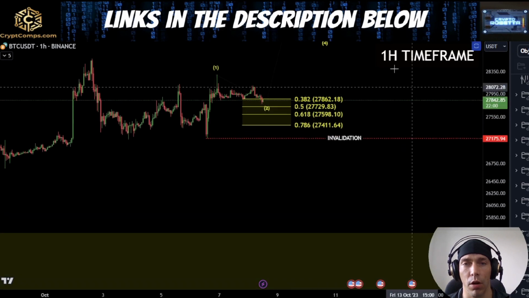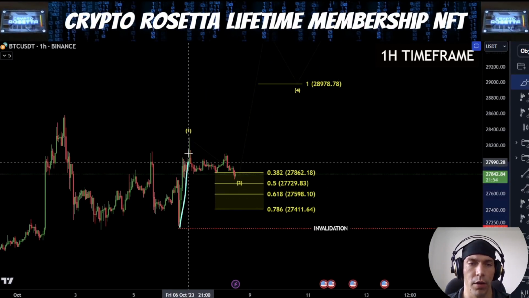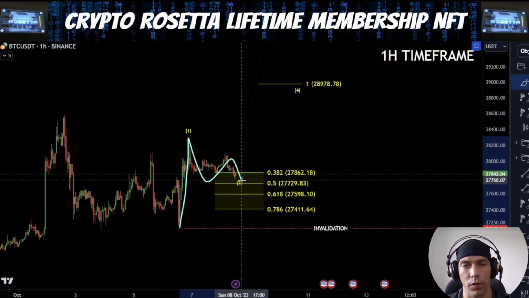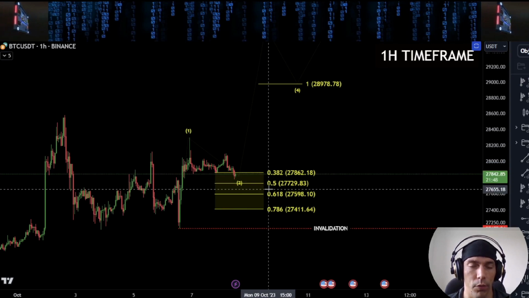We're going to come into the 1 hourly here. What I'd want to see here is that if this is a direct breakout, I'd be looking at this as our wave 1, be looking at this as a potential wave 2 pattern. Like I said, we've come down between this 382 and this 50%.